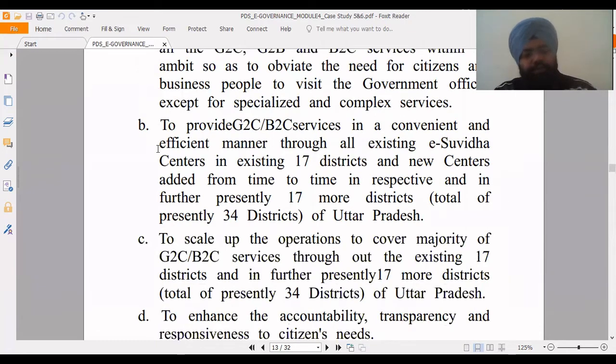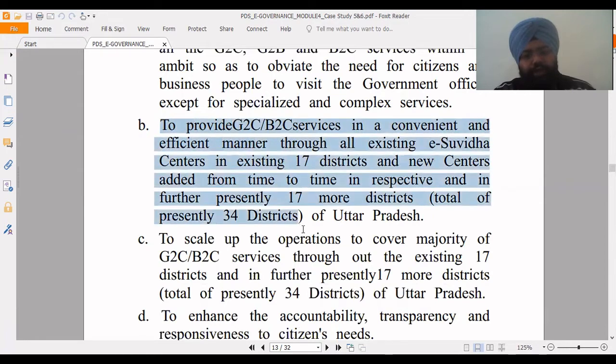Second objective is to provide G2C, B2C services in a convenient and efficient manner through all existing e-Suvidha centers in the existing 17 districts and new centers added from time to time, and further presently 17 more districts, a total of presently 34 districts of Uttar Pradesh.